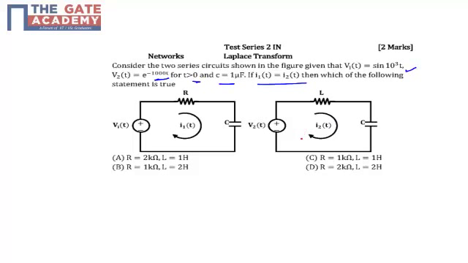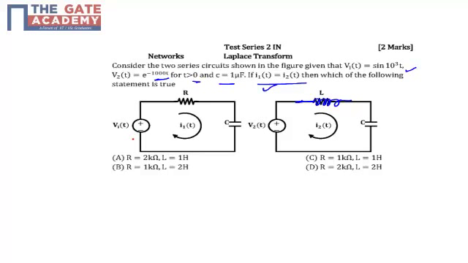Basically, we need to find the value of R and L. This is L. They have drawn it like R, but this is basically an inductor. So we need to find the value of R and L. In the problem, it is given that I1(t) is equal to I2(t), so clearly we need to use this identity. It's a 2 marks question.